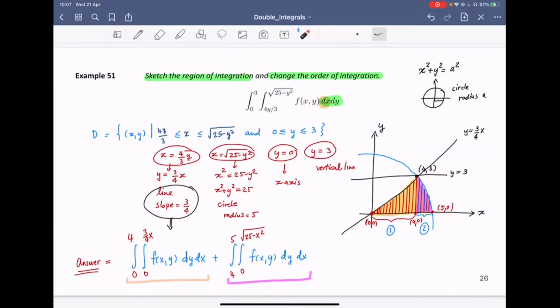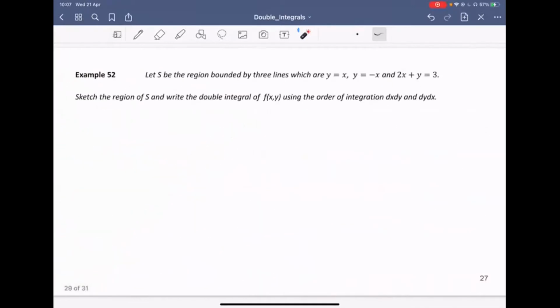All right, so we have one more example. Example 52, this is the last one for this handout, and then we can move to polar coordinates. Yay. All right, so let's look at example 52. The question asks you to sketch the region of integration and set up the double integral. So let's look at that.